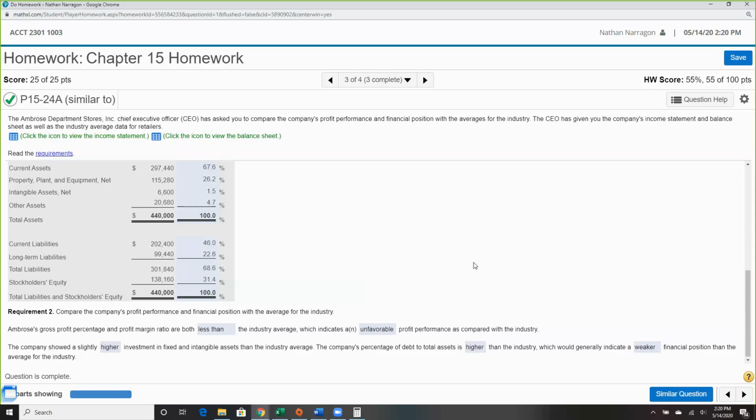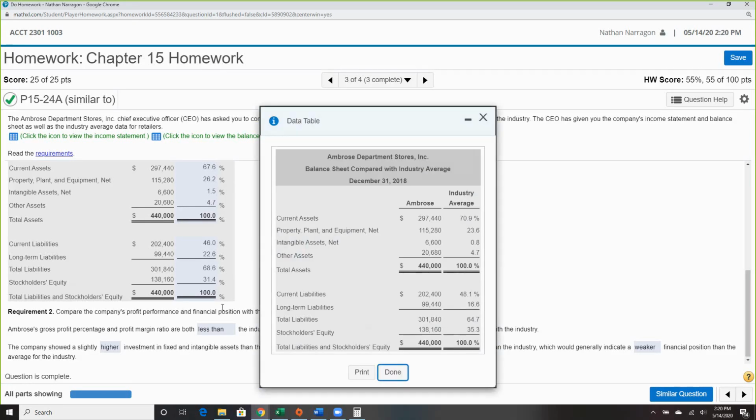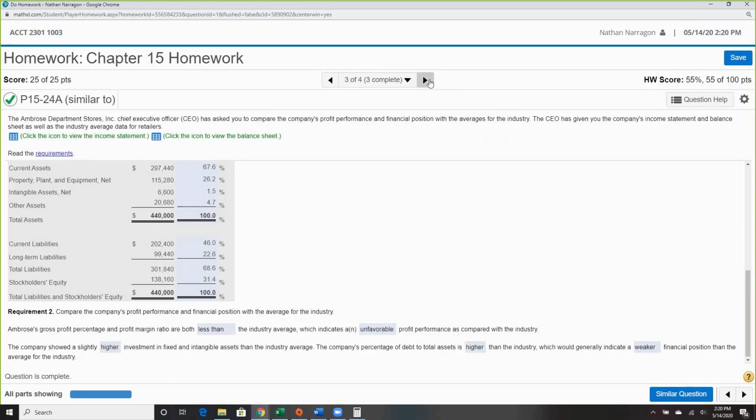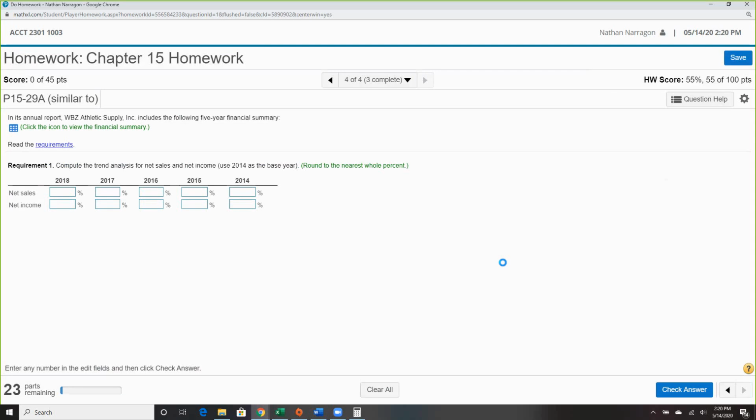So that one leaves us with the big bad boy, which is question number 4. Oh. Okay. Well, first, wow. Question 4 is going to be fun. Look how many parts are remaining. 23.